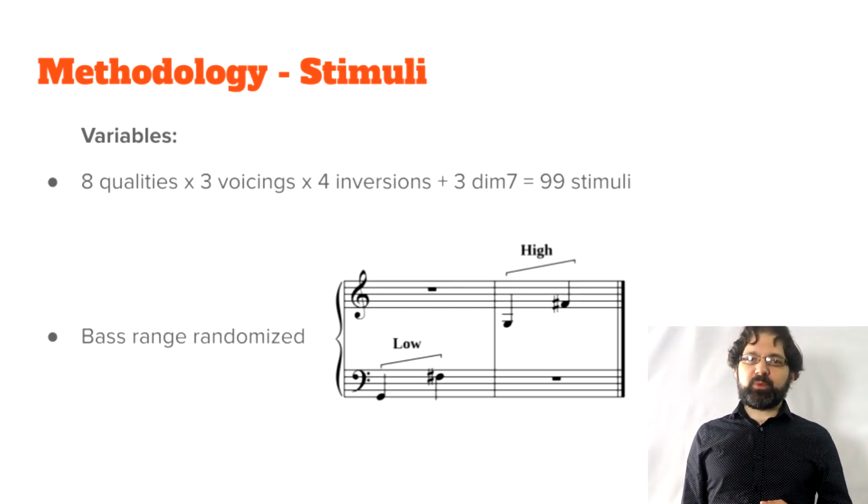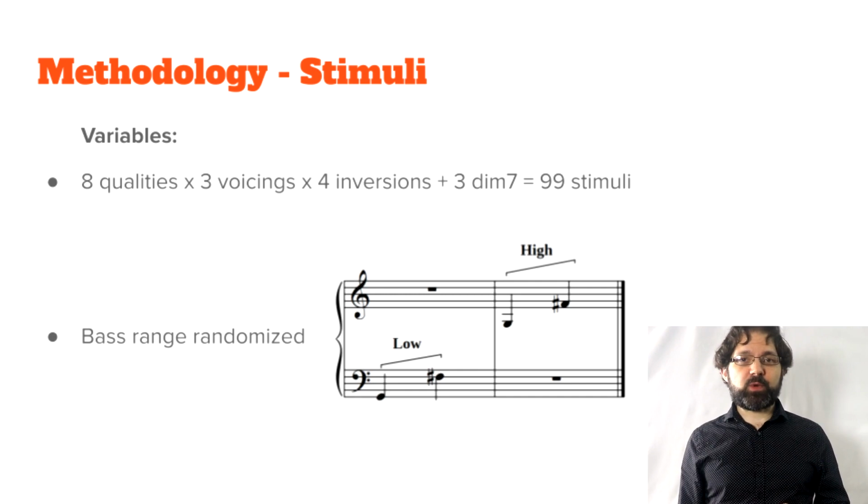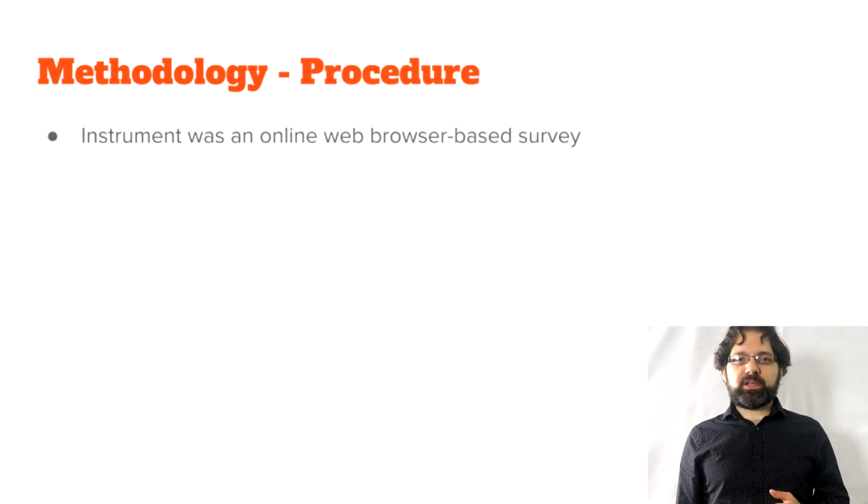The range presented to participants was randomized. The bass notes ranged from G2 to F-sharp 4. Also recorded was whether the bass note of each stimulus was in the lower or upper half of this range. This study was presented as an online web browser-based survey.